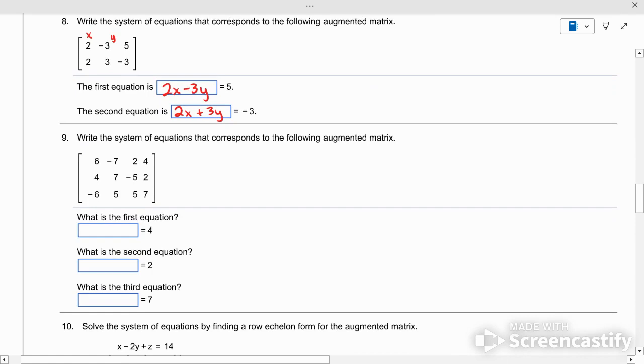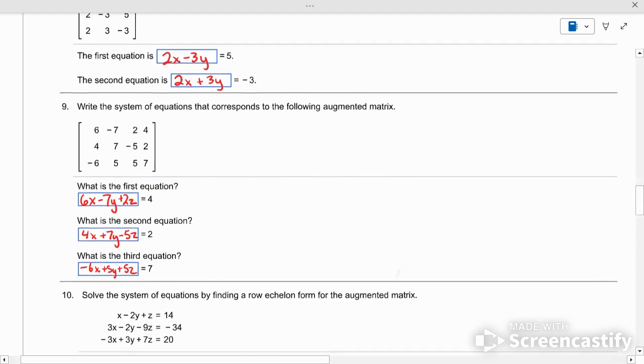So in number 9, what's my first equation going to be? 6x minus 7y plus 2z equals 4. 4x plus 7y minus 5z equals 2. And negative 6x plus 5y plus 5z equals 7. Okay, we can do that, right?